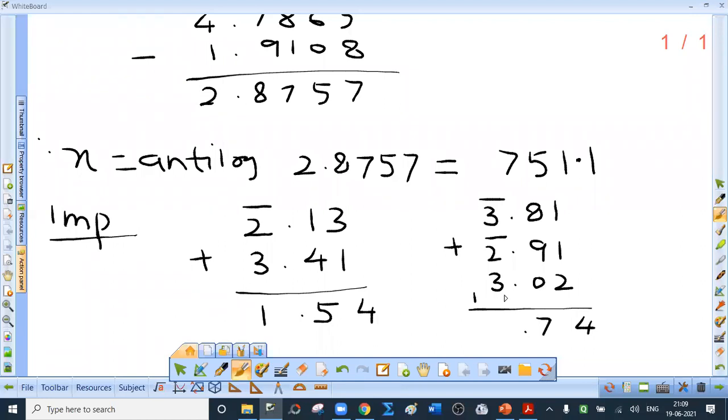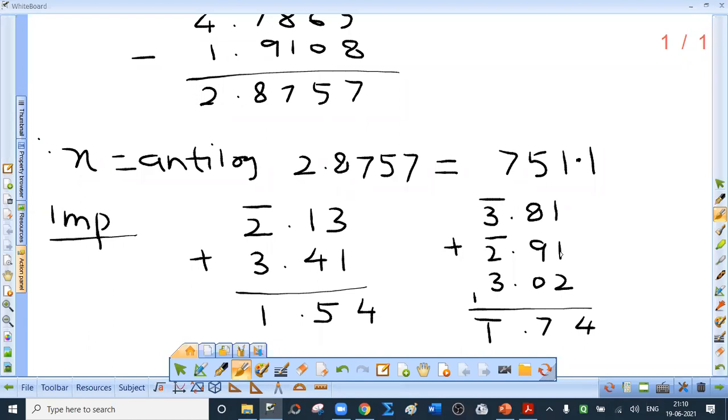Now listen to me. Integral part. This is minus 3 plus minus 2. So minus 5. Minus 5 plus 3 is minus 2. Minus 2 plus 1 carry. Minus 2 plus 1 is minus 1. But can I write minus 1? No, because 0.74 is positive. Fractional part, mantissa. So I write this as bar 1.74. Don't worry, I'll explain this again.